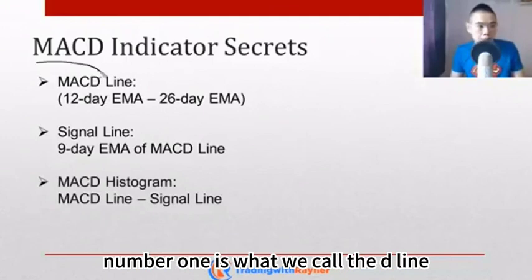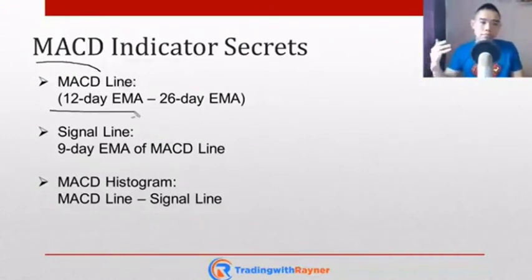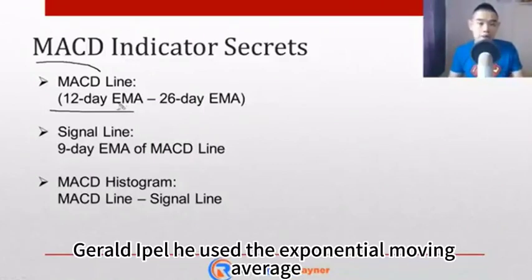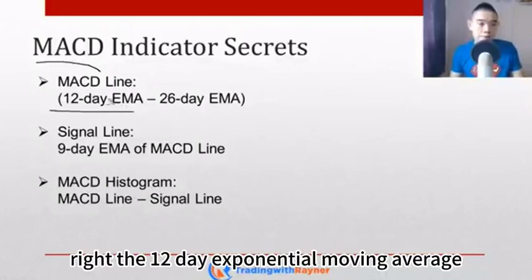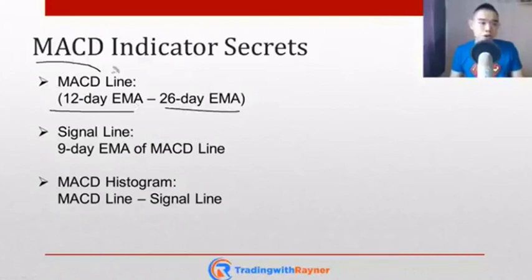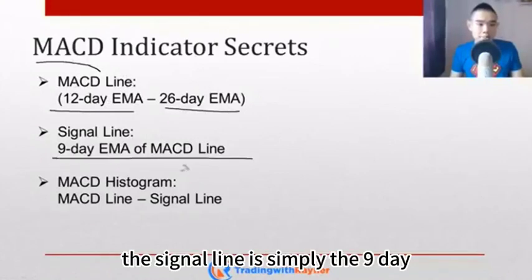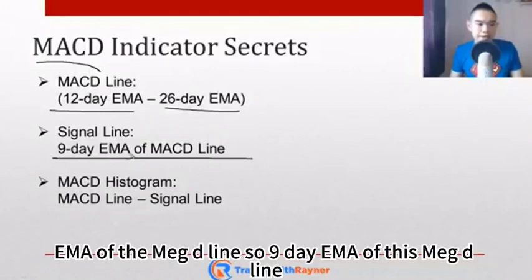Number one is what we call the MACD line. This line is derived by taking the 12-day moving average. The founder, Gerald Appel, used the exponential moving average. The 12-day exponential moving average minus the 26-day exponential moving average. This is where you get the MACD line based on this calculation. The signal line is simply the 9-day EMA of the MACD line. So 9-day EMA of this MACD line.